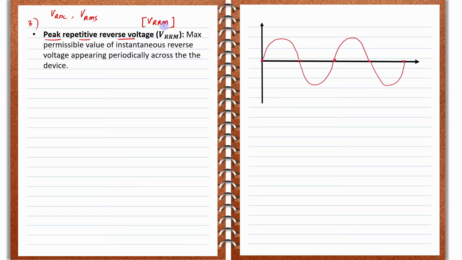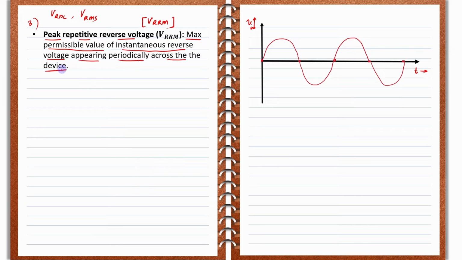Now we are seeing instantaneous value. Usually a diode, for example, this is your input voltage waveform. The diode might be subjected to reverse voltages, right? Depending upon the circuit, the diode might be subjected to reverse voltages. So it is the maximum permissible value of instantaneous reverse voltage appearing periodically across the device.